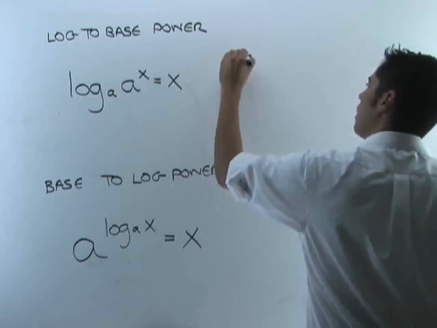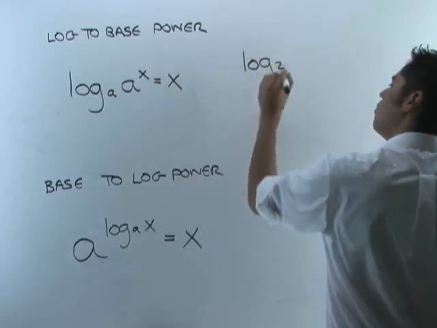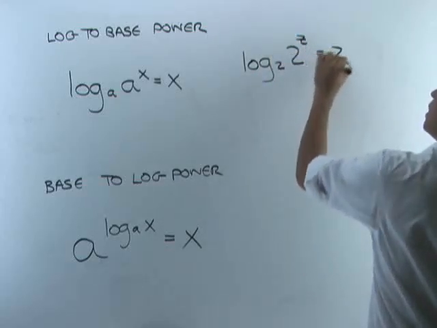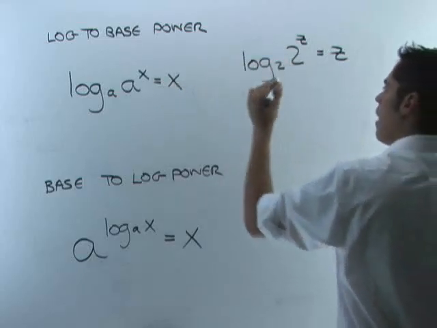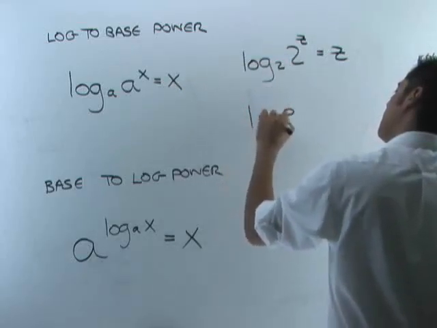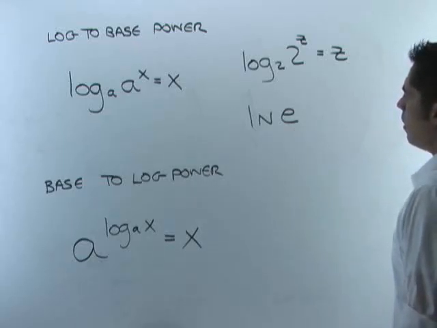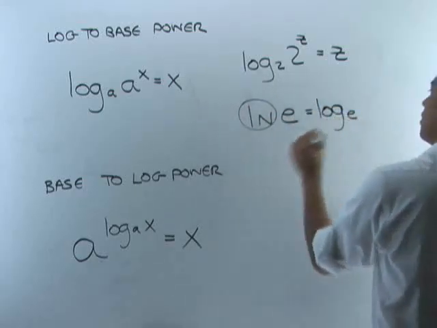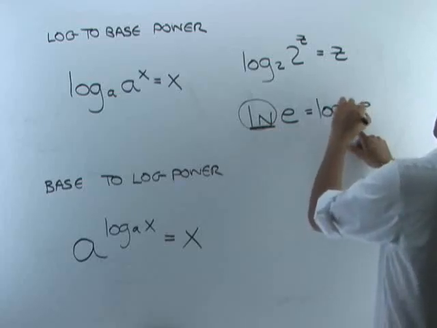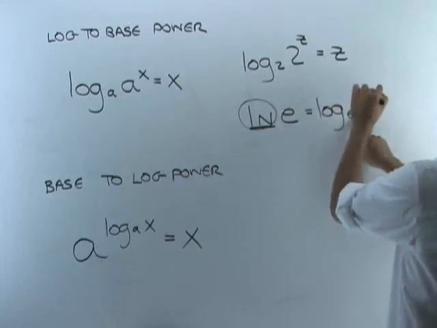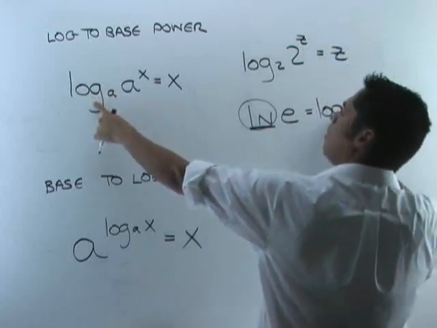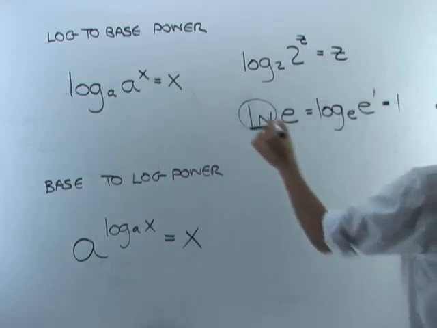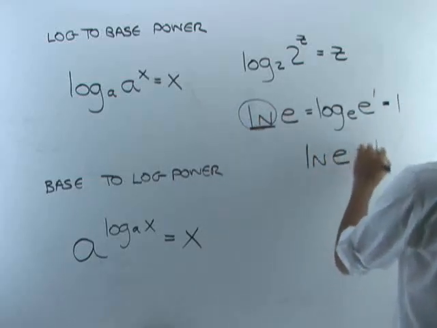So let's say that you were given log base 2 of 2 to the z. The answer would be z, right? So that's just using that property. How about this? How about natural log of e? Now this one's tricky. But let's remember, what does natural log mean? Natural log means log base e. So this is log base e of what? E to what power? Well, if it's not there, what's the power? 1. So now we have log base e of e to the 1, and the answer here should be 1. So that's a very important one. The natural log of e is equal to 1.